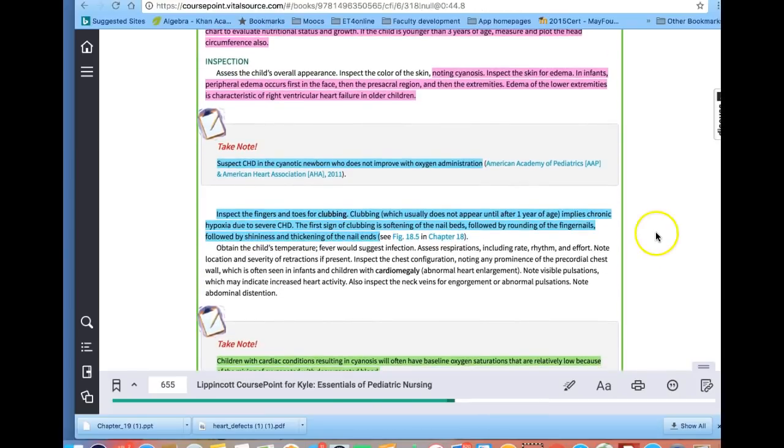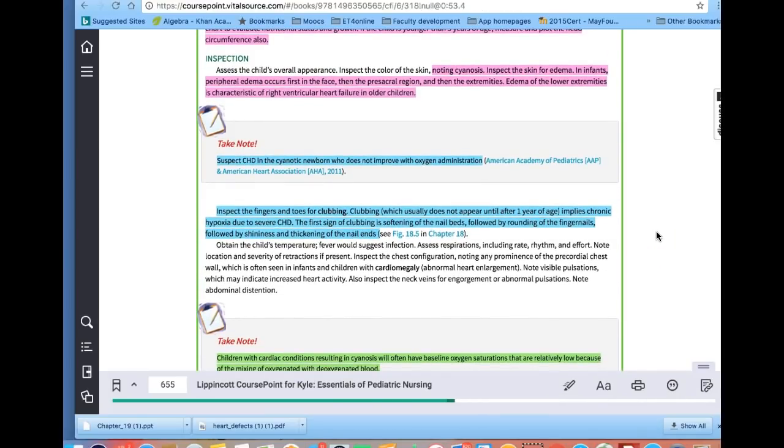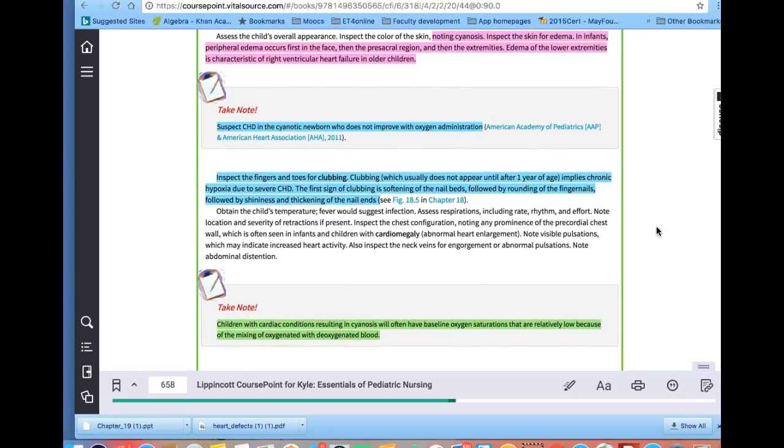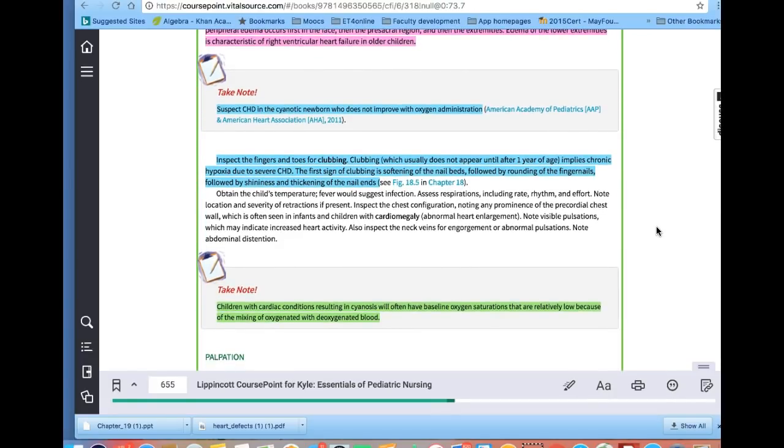All right, so if you've got a child that's cyanotic or that's hypoxic and you put oxygen on them and they don't raise that oxygen level, then that could be a red flag also of some sort of congenital heart defect. You're going to look at fingers and toes for clubbing. Of course, this is chronic hypoxia, so you may not see that initially.